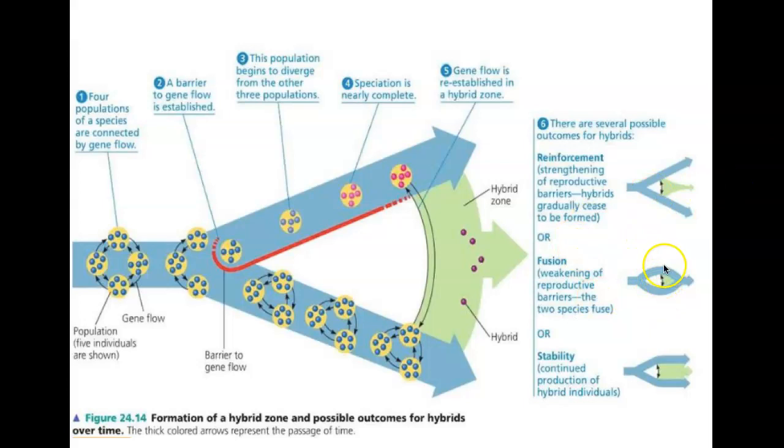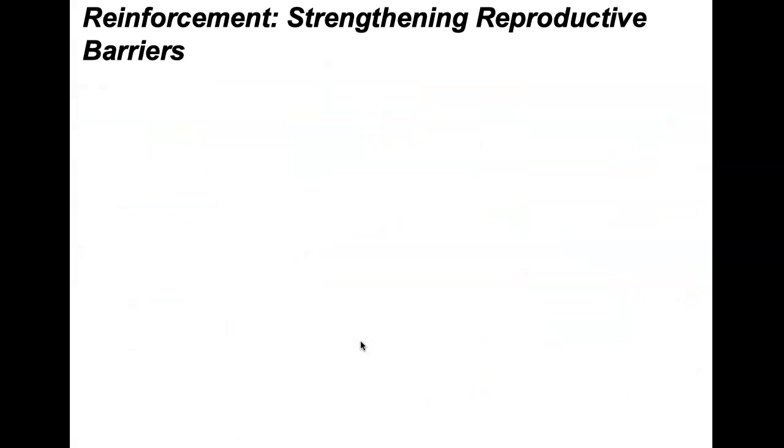So as a result, we could have the two species being fused back together into the same species because you're weakening the reproductive barrier. We're having the two species constantly mating and mixing up the gene pools. Lastly, we can have stability if this hybrid is neither selected for or against. This hybrid is okay, is kind of in between, is neither dying a whole lot or surviving a whole lot. Then we could have these two species just staying constant. They're not becoming more and more different from each other or more similar to each other.